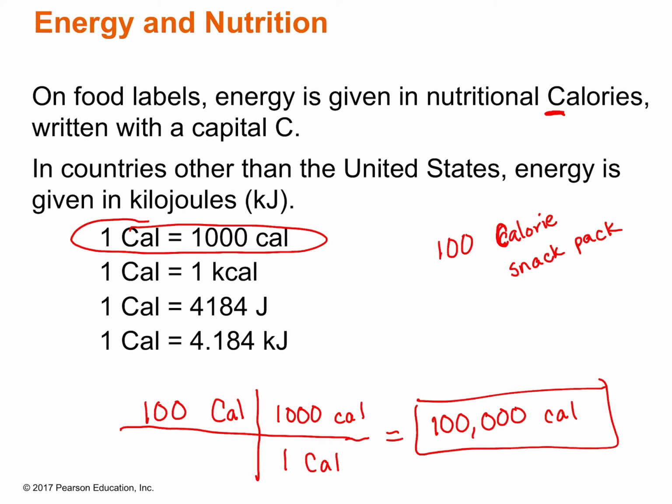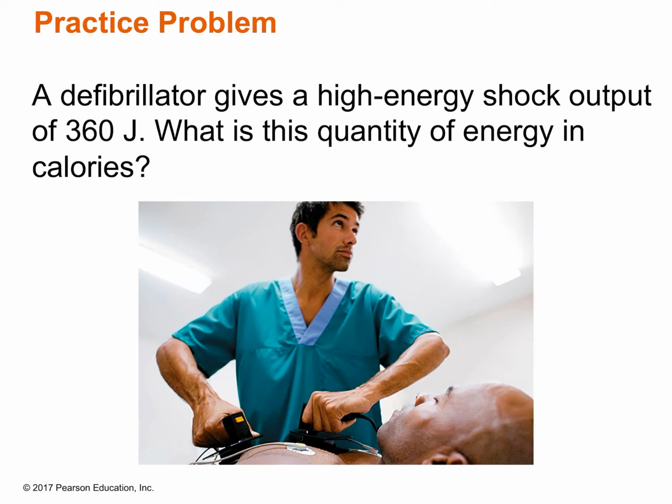So we have 1 calorie, capital C, is equal to 1,000 little c calories, which means that 1 capital C calorie is equal to 1 kilocalorie. And then we have these other ones. 1 capital C calorie is equal to 4,184 joules, or 4.184 kilojoules. But if you just know this first one, actually, then that will help you do all of your other conversions. Let's go ahead and try this out.